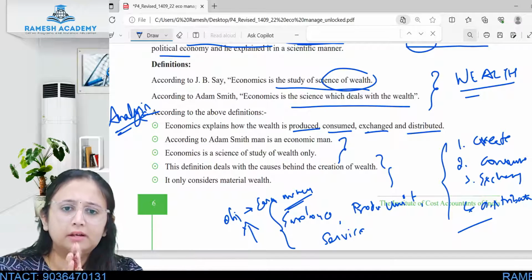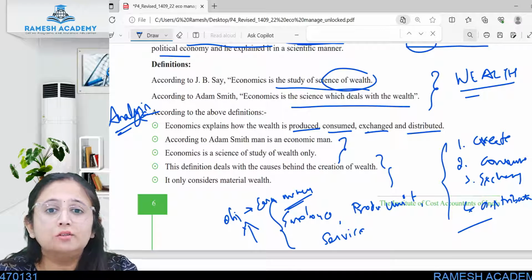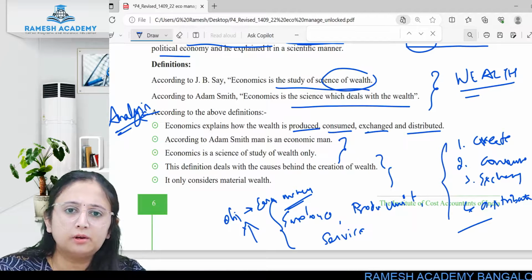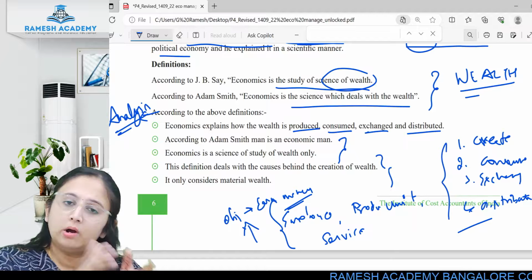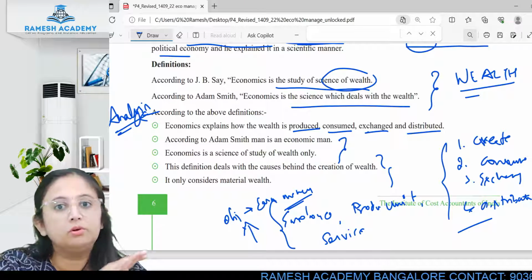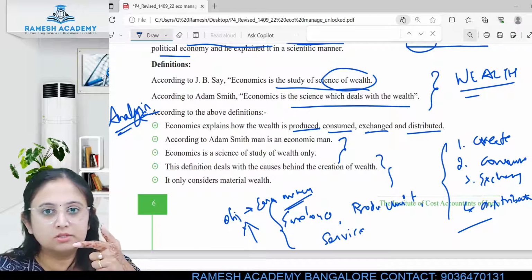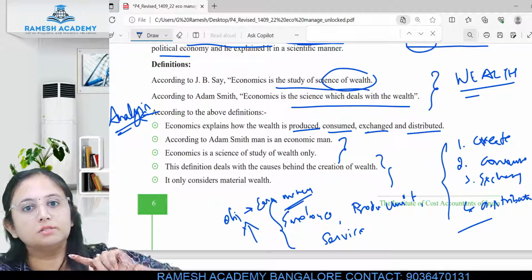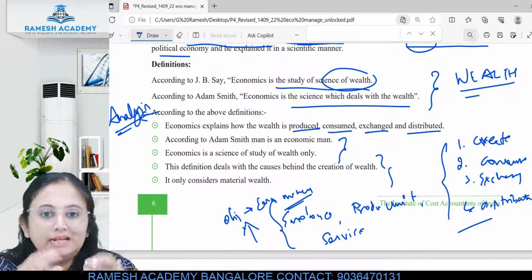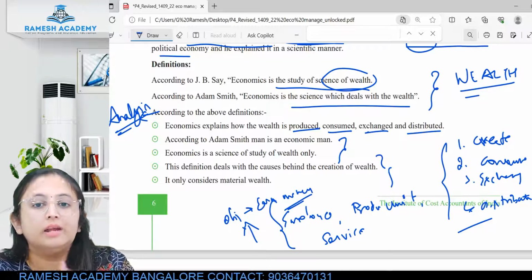So according to Adam Smith, economics is only about wealth, the science of wealth. It is the study of wealth, understanding wealth. And what do you understand in economics about wealth? How to create, how to consume, how to exchange, how to distribute, and again how to increase. The same cycle repeats: produce, consume, exchange, distribute. Again produce, consume. That is the cycle, and the whole of economics is only about material wealth, nothing else. He did not concentrate on anything else.